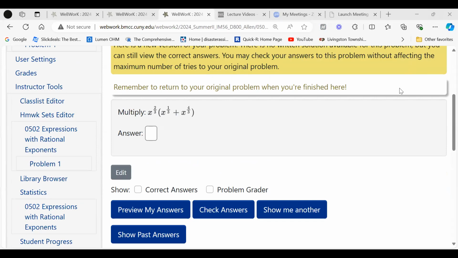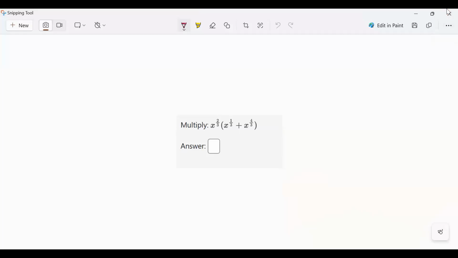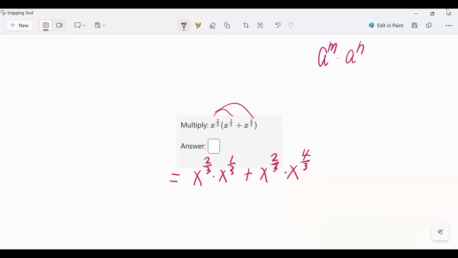So we have this rational expression. Basically, we just distribute it first. So x to the 2/3 times x to the 1/3 plus x to the 2/3 times x to the 4/3. And very similar, very basic properties: a to the m times a to the n, to keep the base, we add the exponents.